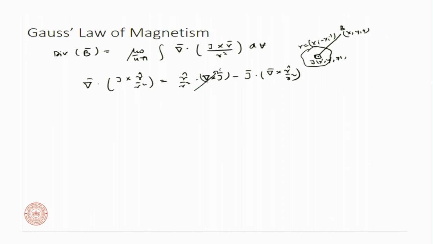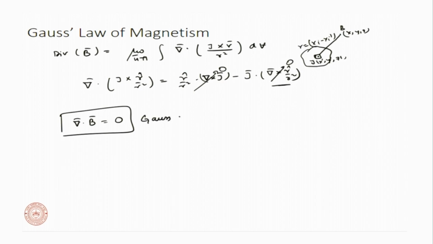Okay. The first term is 0 because J is from a different coordinate system and the cross product of the two will tend to be 0. The second one is also 0 because R is in the direction of the gradient and the cross product again will be 0. So, since both of the terms are 0, the divergence of B is equal to 0, and this is our Gauss's law for magnetism.